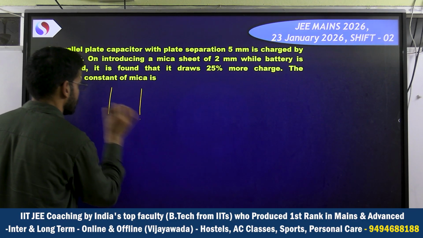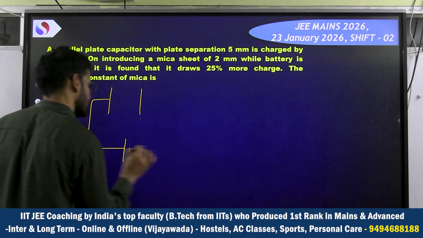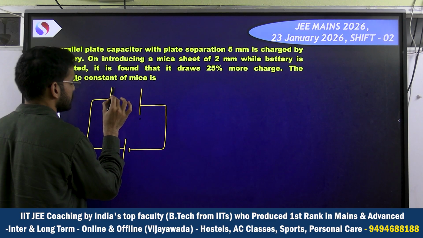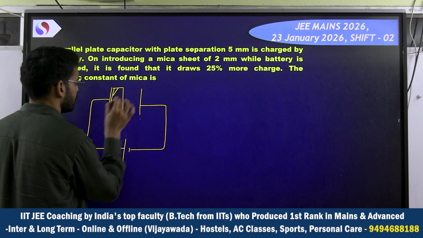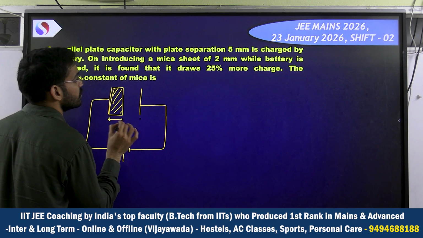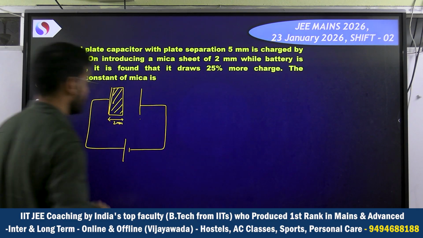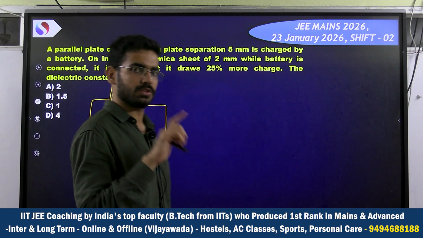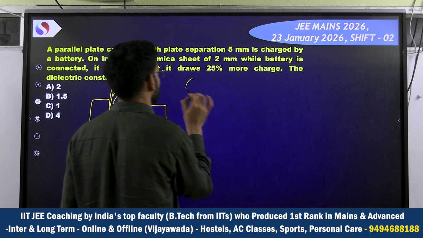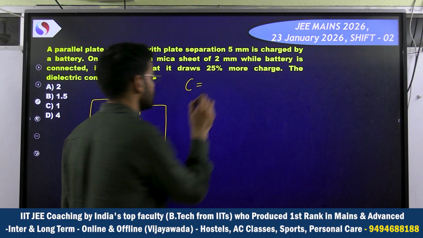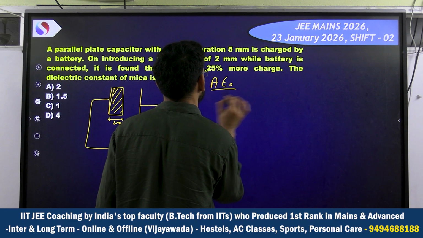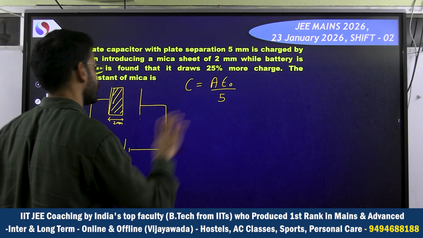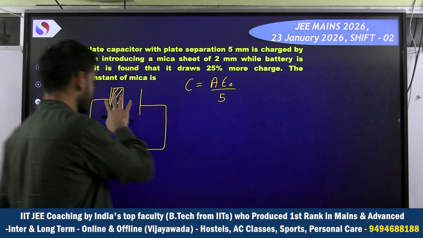See here, this is a capacitor which is connected with a battery. That means you maintain a constant voltage across it. Now here you are introducing a sheet, no matter where you introduce. How much? 2 mm. Total how much? 5 mm. So remaining is 3 mm. Initially, before introducing this, what is the capacitance? C is A epsilon naught by d, so A epsilon naught by 5. Don't convert any unit. Everywhere keep 5 mm only. This was the old capacitance.